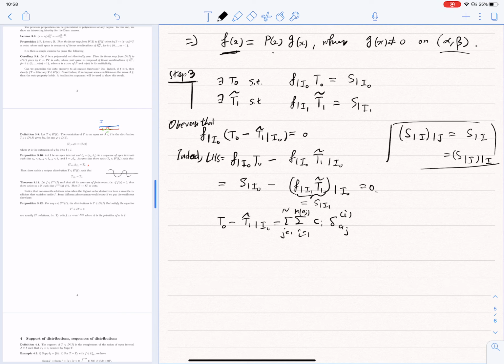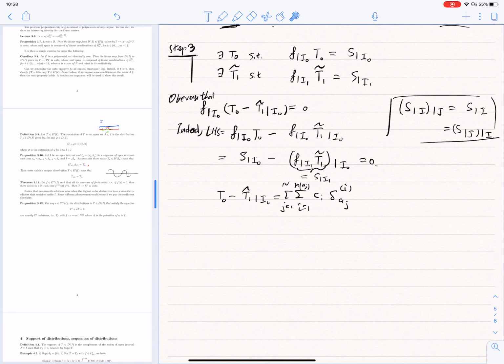Okay, so this actually says that we are not too far away. Although the consistency property is not satisfied, when we do the restriction of T1 tilde to I naught, we do not find precisely T naught. But up to Dirac masses, we are getting back to T naught. So if these coefficients are all 0, then we have exactly the consistency relation.